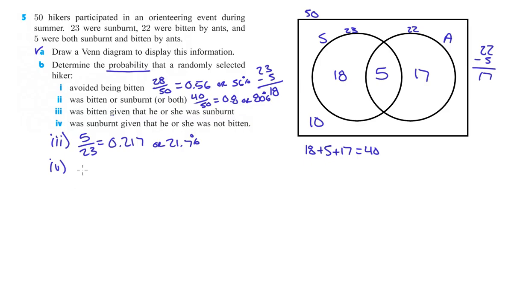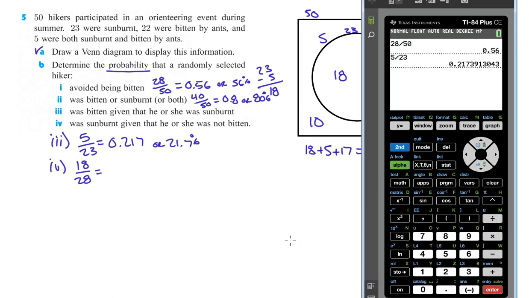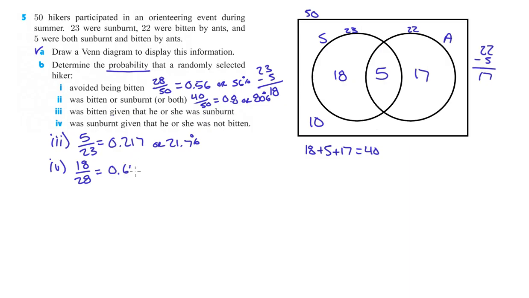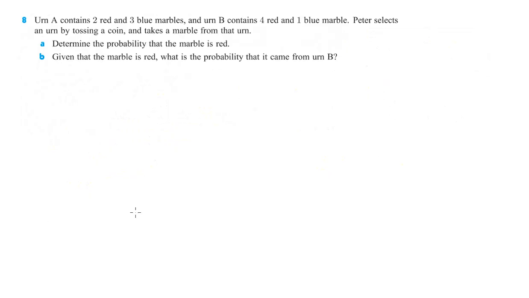So the people that were not bitten are the 28 out here. Okay, how many of these were sunburnt? Of that they were not bitten. So sorry, that's this group here. How many also were sunburnt? These 18 out of 28. Right? So we do 18 divided by 28, and we get 0.643, or 64.3%.